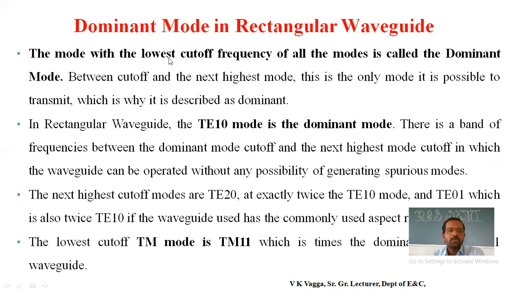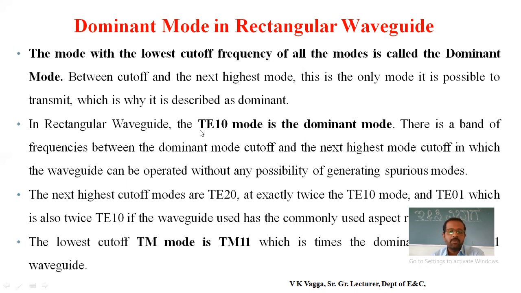The mode with the lowest cutoff frequency of all the modes is called the dominant mode. So it should have the least cutoff frequency, and that is called the dominant mode. It is between the cutoff and the highest mode. This is the only mode that is possible to transmit, which is why it is called the dominant mode. If it has the lowest cutoff frequency and it is the only one which can transmit very clearly, it is called the dominant mode.